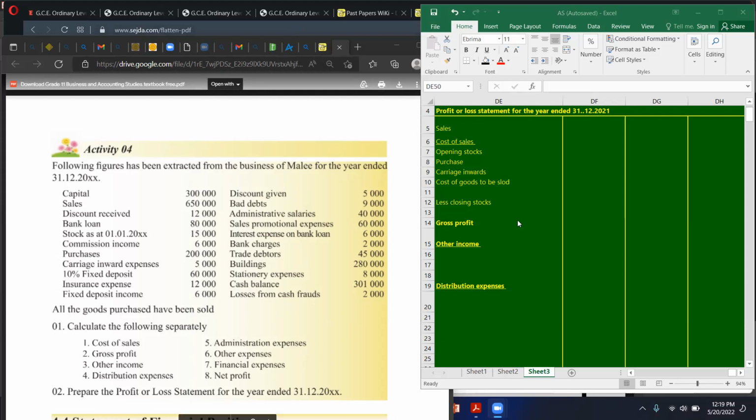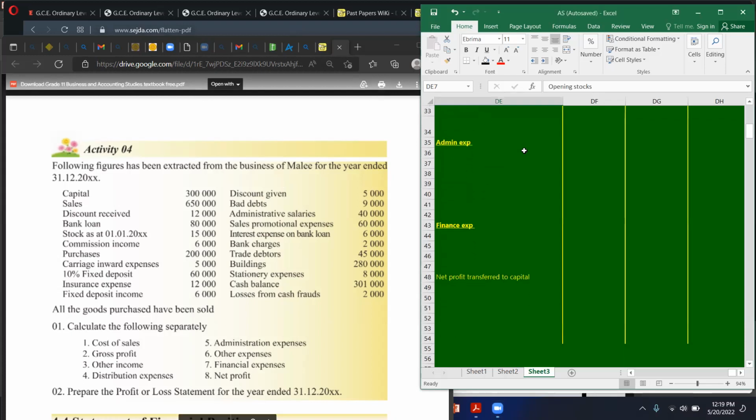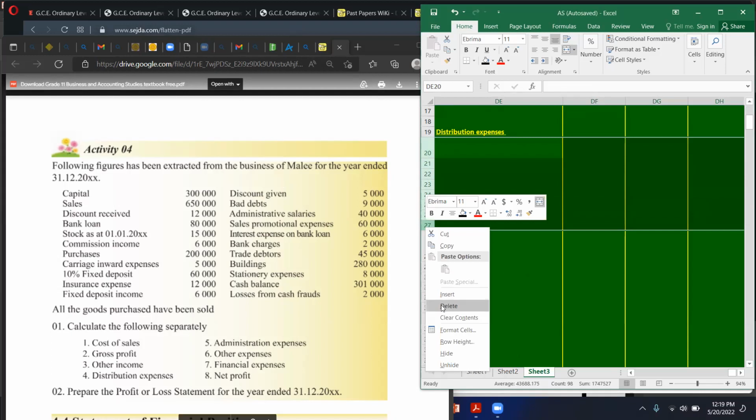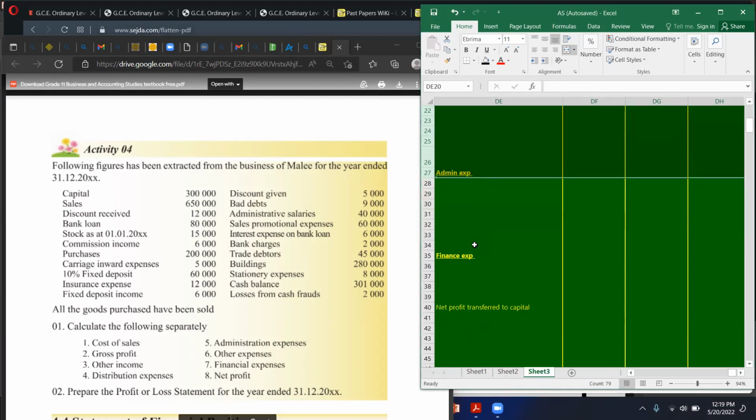Have we all done the structure? For distribution, normally in the exam, in O Levels, 5 lines is more than enough. Admin 5 lines. Finance 2 lines. Other, highly unlikely you will get it. Sometimes you will get it, but in the exam highly unlikely. Okay?